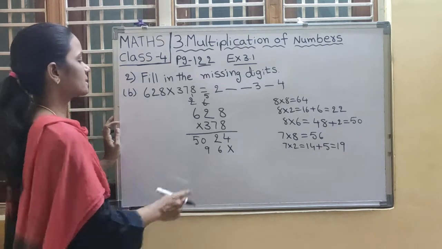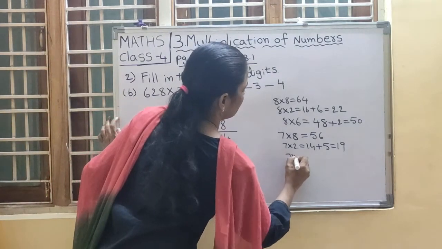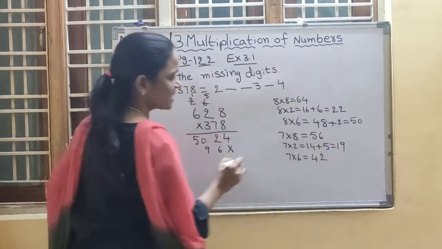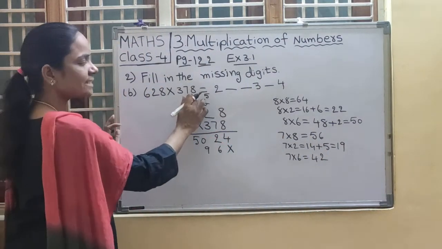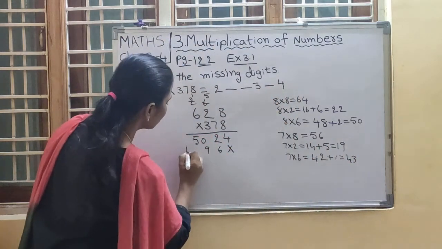Okay, children? Yes. Next, 7 6 are how much again? 42. 7 6 are 42. What is the carry here? 1. 42 plus 1, how much? 43. So write 43 here.